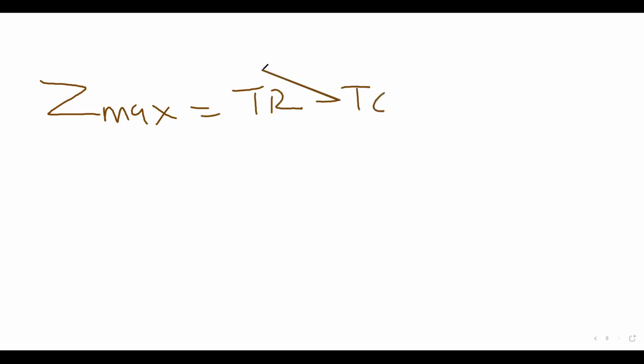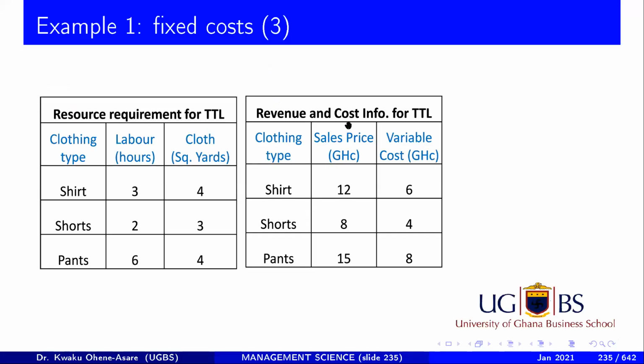So I'm going to have my Z max, which is my profit, but then you have to understand a few things. This profit is the revenue minus the cost. Total profit is the total revenue minus the total cost. Now, why do I even have to think about total revenue in the first place? Well, you have to think about it because you were told that the revenue and the cost are as follows, and you have the sales price, the variable cost price and all of that.